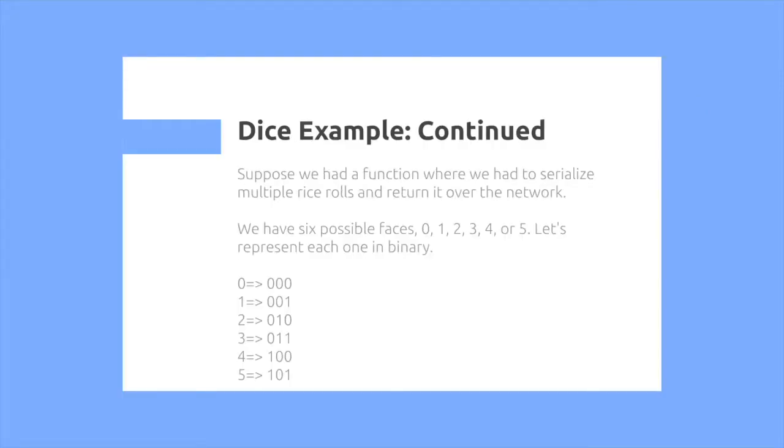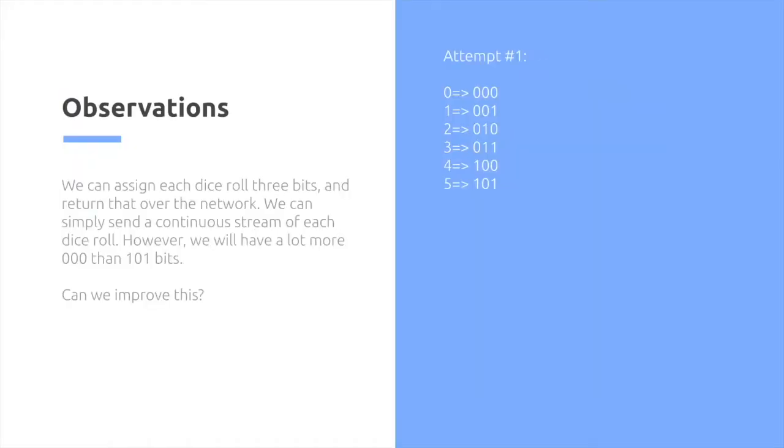Let's continue this example. Suppose we had a function where we had to serialize multiple dice rolls and return them over the network. You have 6 faces, denoted from 0 up to 5. Let's represent each one in binary. In order to do this, we need binary strings of length 3. If we serialize these in a stream, we would be able to denote all different faces and be using, on average, precisely 3 bits per face. So this is our first approach, but can we improve this?